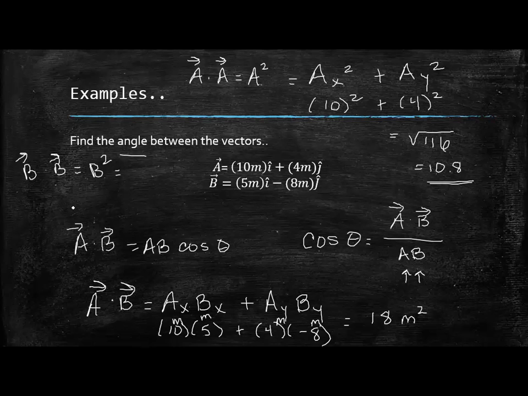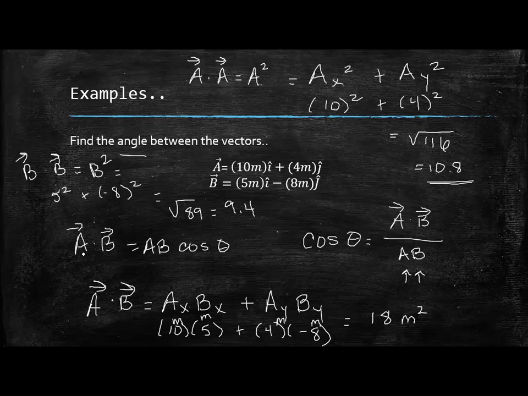So in this case, we've got 5 squared plus negative 8 squared, which is 64 plus 25, 89, square root of 89, which is 9.4.